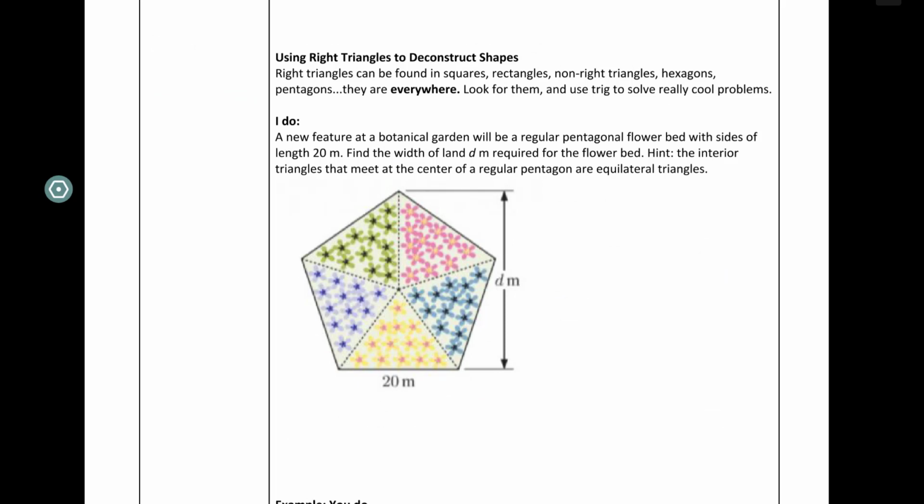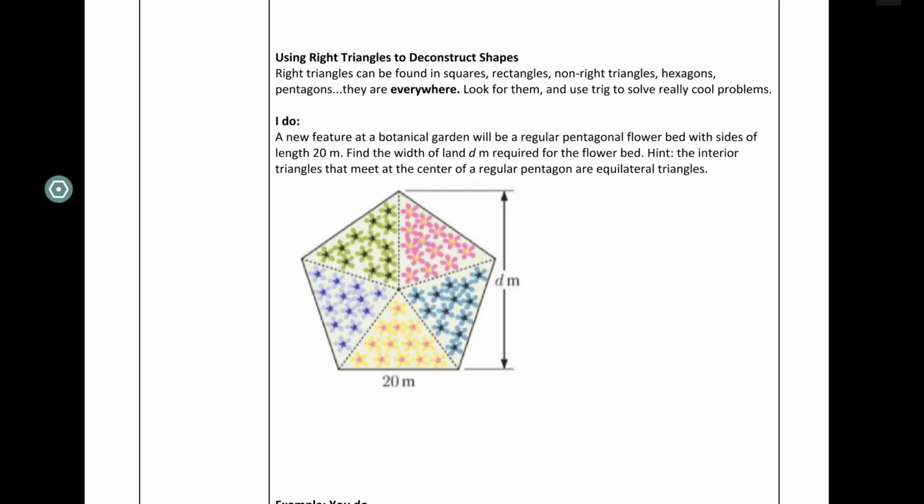All right, our final task is really putting everything together here, using right triangles to try and deconstruct shapes. Right triangles can be found in squares, rectangles, non-right triangles, hexagons, pentagons. They are everywhere. If you look for them, you will find them, and you can use trig to solve some really, really cool problems. So let's take a look at this really complicated one without giving very much information, but we can find something very interesting.